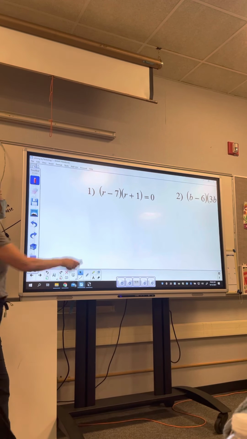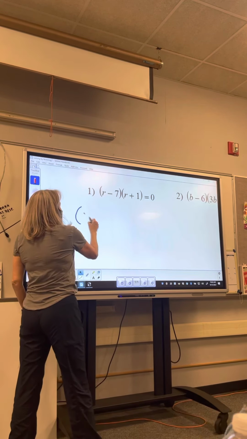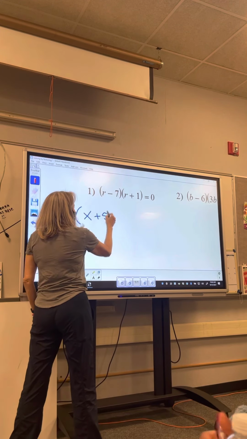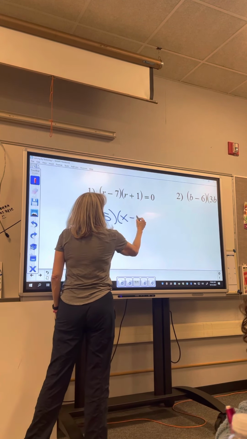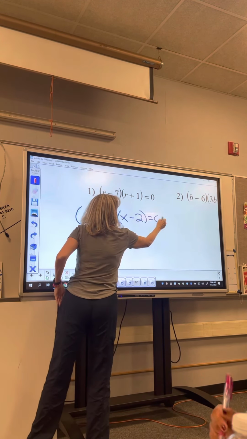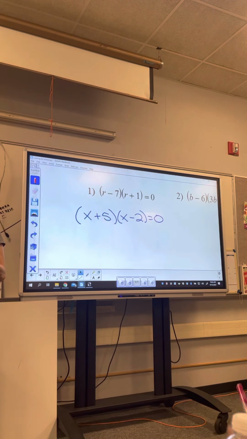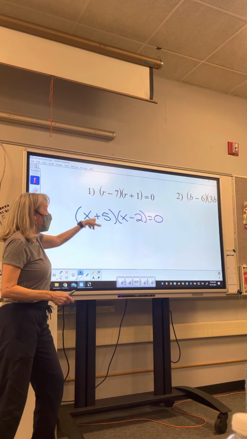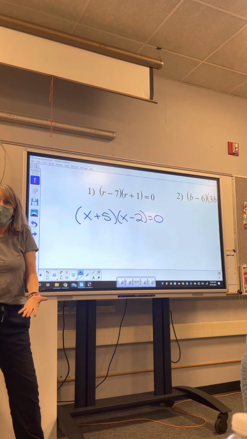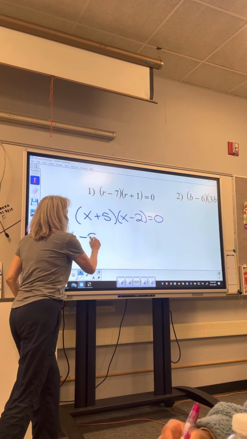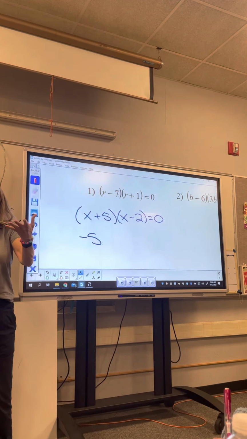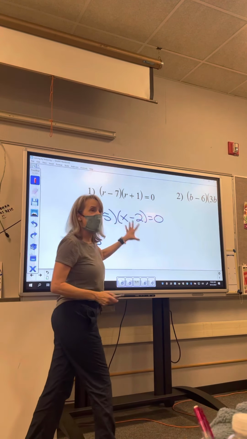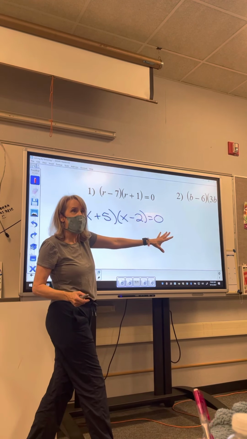You could write it down somewhere. This is a new problem. X plus 5, x minus 2 equals 0. Watch the shortcut, because you know me. The long cut is thinking about it. The shortcut is, what's the opposite of positive 5? Negative 5. That's one of my answers. What's the opposite of negative 2? I'm sorry, the opposite of positive 2? Negative 2. The other one's 2.